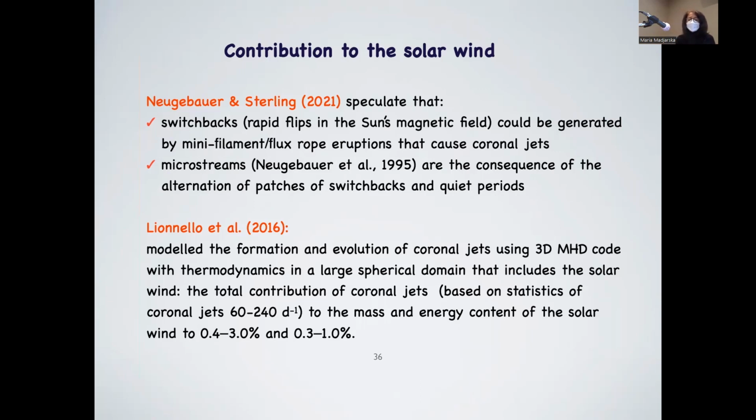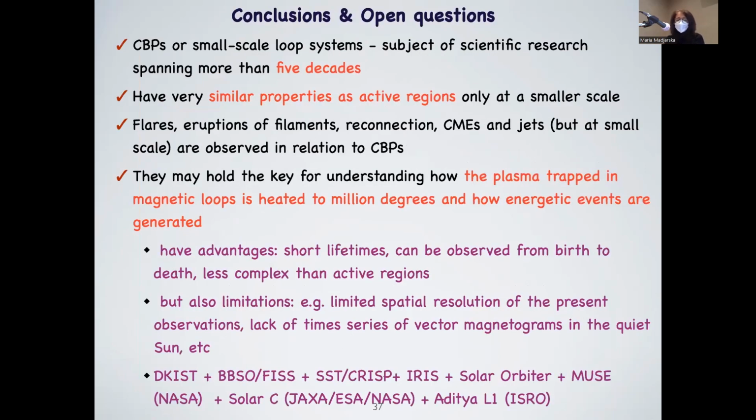Lionel et al. 2016 modeled jets and tried to see whether they have a contribution to the solar wind, but they used jets only, with very old statistics, which samples jets only in coronal holes, but not in the quiet sun, and then concluded that these jets do not really provide a large contribution to the mass and energy content of the solar wind. So just 0.4 to 3% mass and 0.3 to 1% energy. Well, I'm on my last slide, so I mentioned many times.